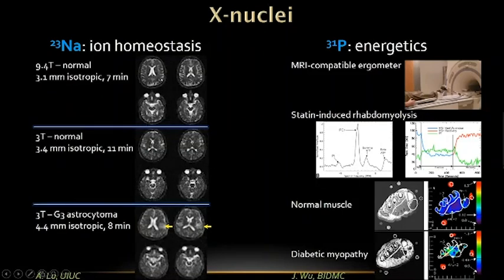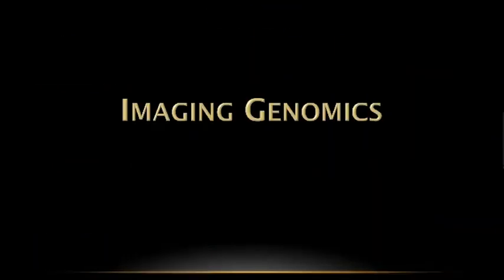And obviously, because of the lower concentrations, the resolution is lower, but you can start to look at things like ion homeostasis and energetics as well. So that's kind of a look at the future. So the rest of this talk will be looking at the imaging characteristics and the molecular features of various brain tumors, first in the adult and then the pediatric population.